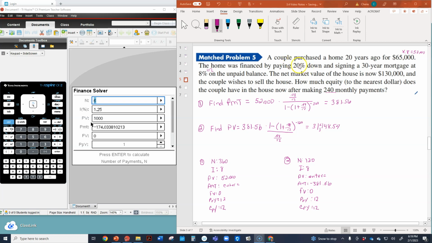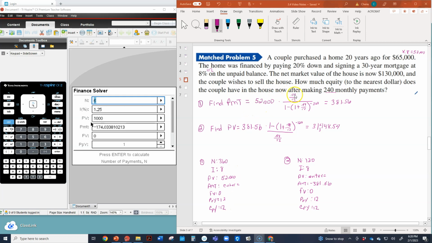be, you have to pay 20% of the cost of your home down, and then you can finance 80% of it. So I needed to find out what 80% of 65,000 was, so I said 65,000 times 0.8, and I got 52,000. To calculate my payment, I use the payment calculator, or the finance calculator on the Inspire.